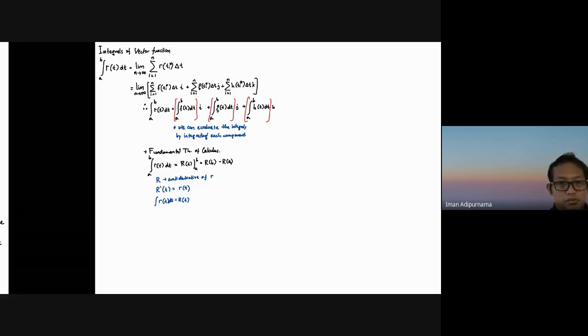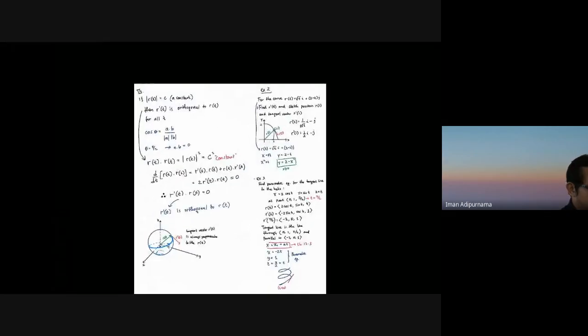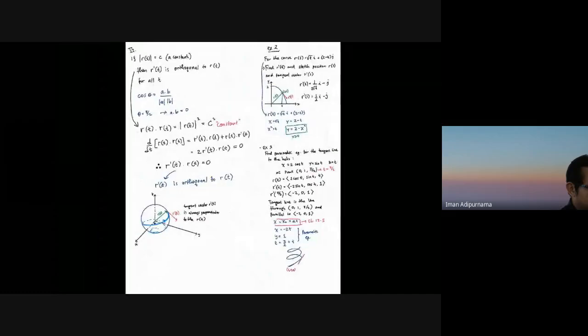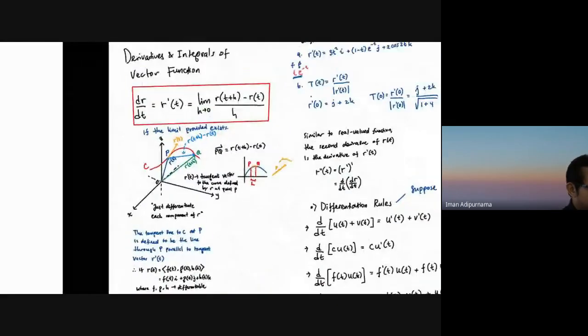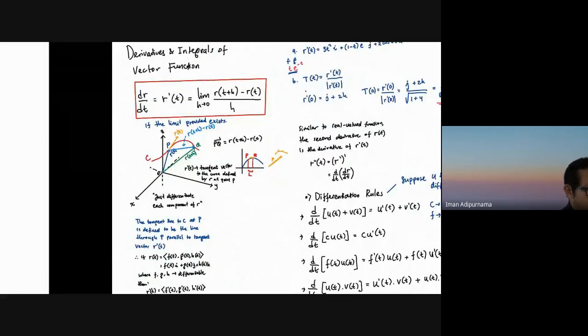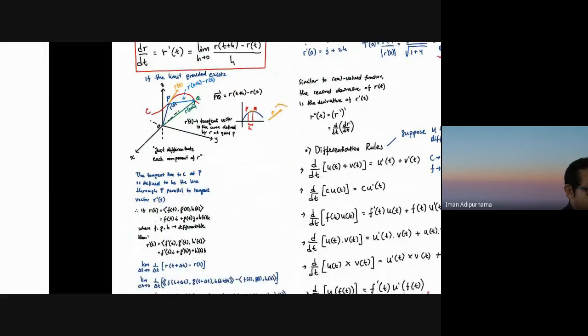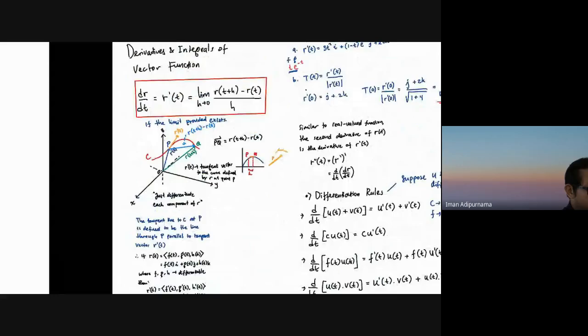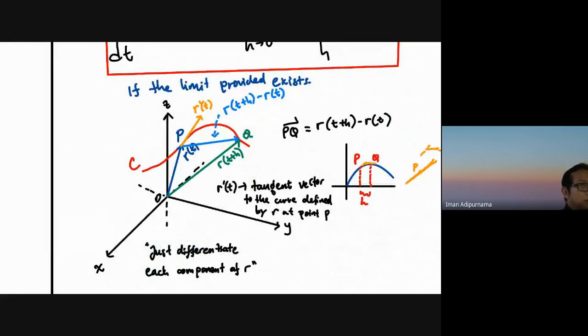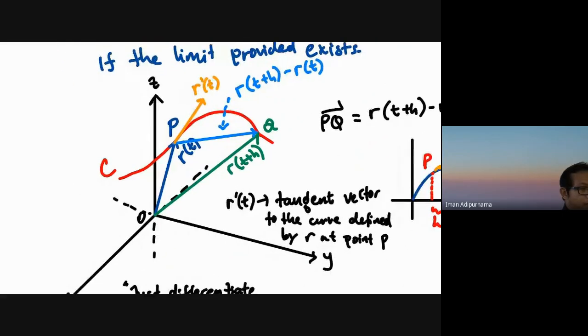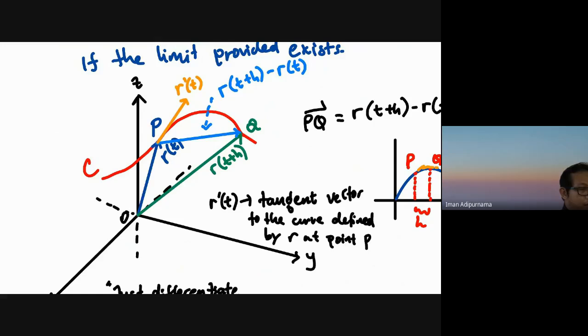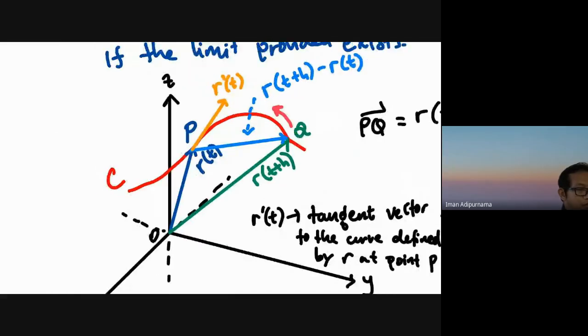Before we continue to 13.3, the last discussion we had was 13.2, the derivatives and integrals. So we have learned that suppose we have the three-dimension space, x, y, z, and we will have two vectors. By definition, if we move this point Q closer to P, then we will have this r prime, or the derivative.